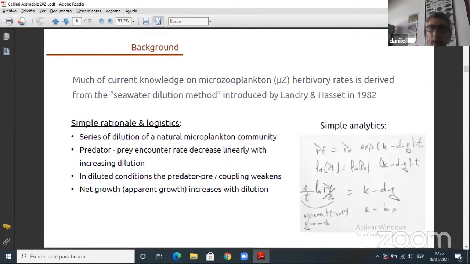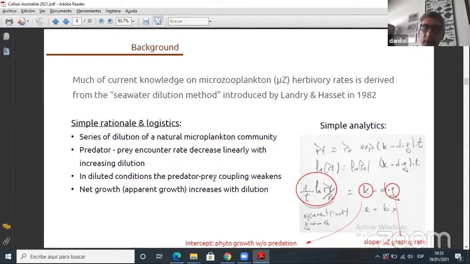Okay, normally the phytoplankton population dynamics is modeled as an exponential process where we have the key variables: k, that's the intrinsic phytoplankton growth rate, D is dilution, and g is the grazing mortality of the phytoplankton. This equation is straightforward to linearize, and then we have a term on the left that represents what is called the apparent or net population growth.